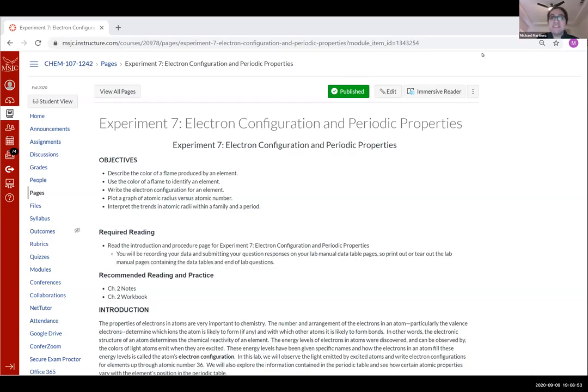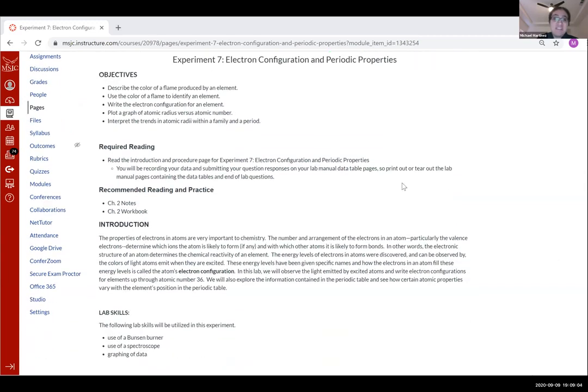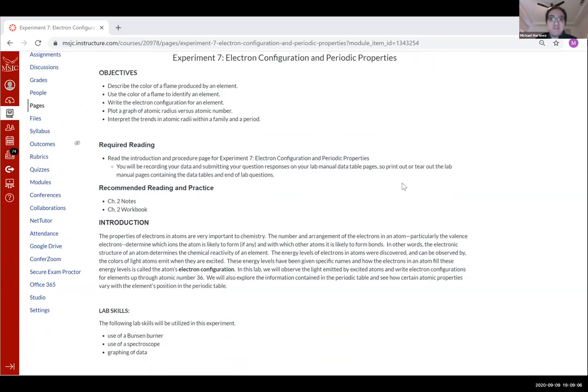Okay, so in today's lab, we are working on experiment 7, which is electron configuration and periodic properties. In this case, we're going to see a clear link between the arrangement of electrons in our atoms and an observable property, such as atomic radius or the emission spectra, the color that is observed when a sample is heated in a flame or exposed to an electric current.